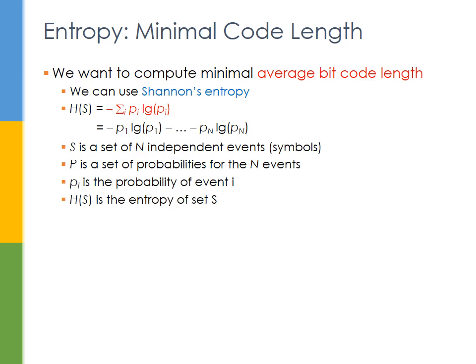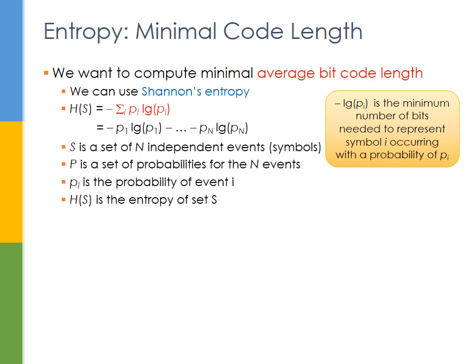So then the value H of S is the entropy that we compute for the set S of symbols that we are working with. So in this formula, negative log base 2 of Pi is the minimum number of bits needed to represent symbol i, which occurs with the probability of p subscript i. So in this formula over here, we have negative log base 2 of p1, and that is the minimum number of bits needed to represent symbol 1 with probability p1.